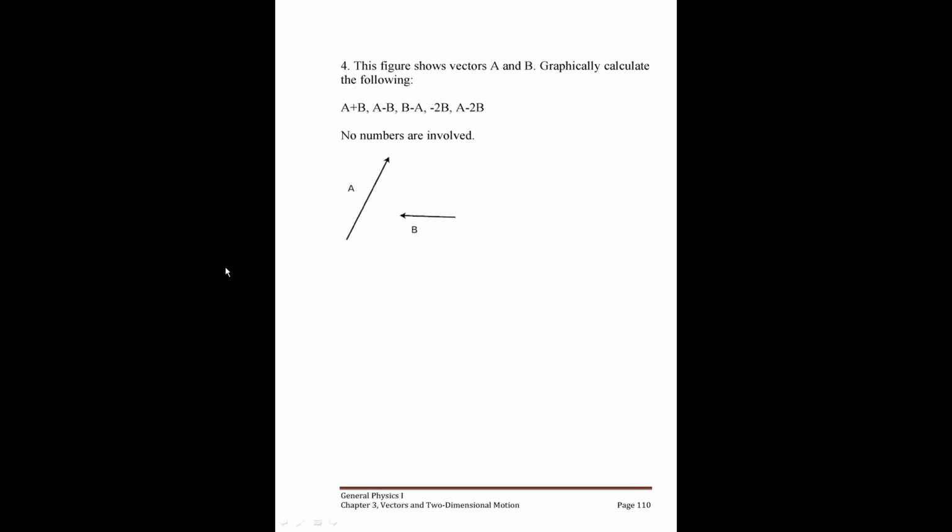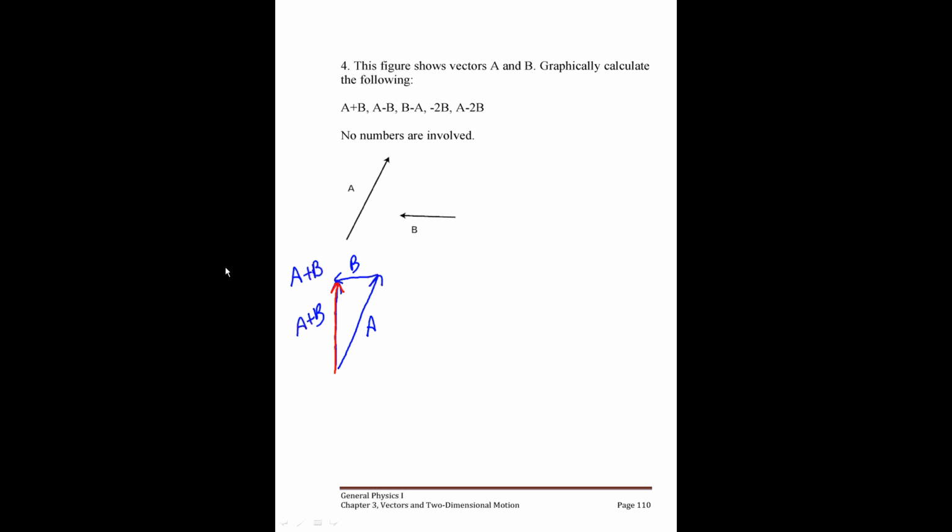The following figure shows vectors A and B. Graphically calculate the following. You'll do this in lab, and you might have it on the test too, probably in a multiple choice question. All right, so let's do A plus B. Just want to sketch out our vectors. There's my vector A. There's my vector B. So A plus B looks like that. This is A plus B.